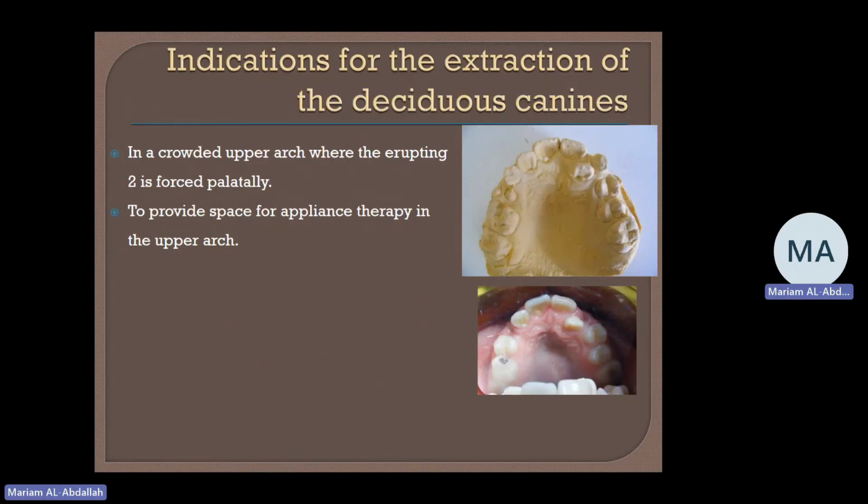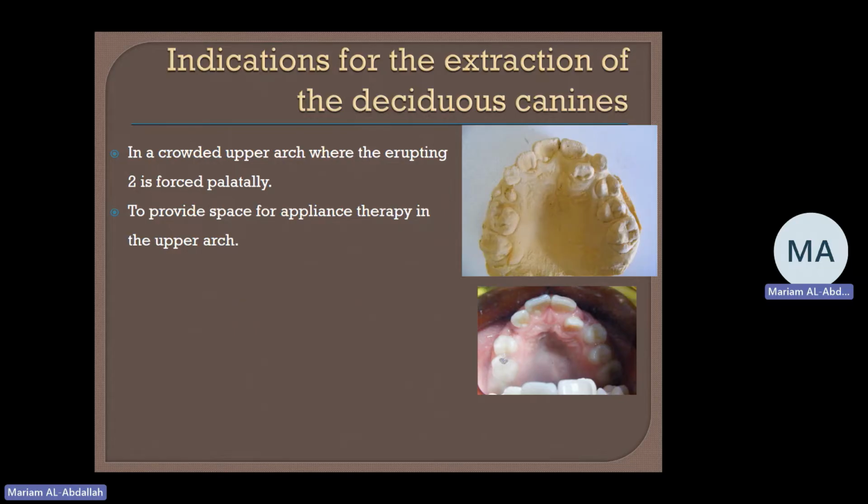There are some indications for extraction of deciduous canines. Okay, the first one, if we have a crowded upper arch where the erupting lateral incisor is forced palatally or is not erupting at all, like the case that we just saw. So if this is the case, then we can extract the C in order to allow eruption of the lateral and then assess the potential crowding that has happened. We did not solve the problem of crowding, but we gave priority for the lateral incisors to erupt at this stage, and then we will handle crowding later on.